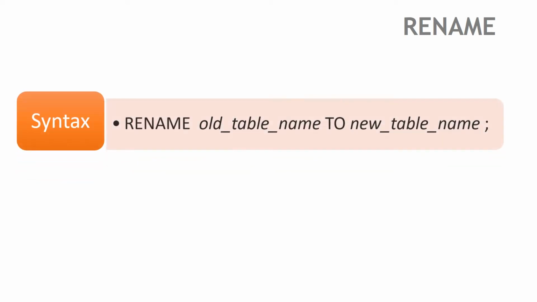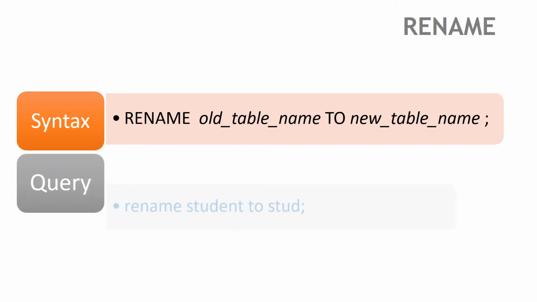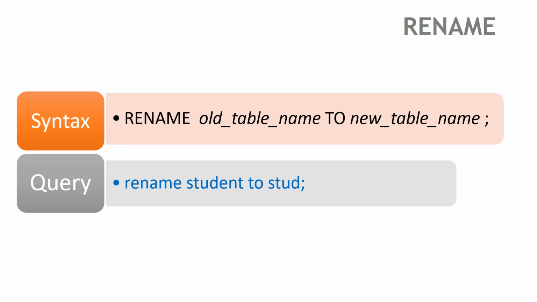Rename command. This command is used to change the name of an existing table. The syntax is: rename old table name to new table name semicolon. The query rename student to stud semicolon will change the name of the student table to STUD. The student table will no longer be available. Only the STUD table will be available.